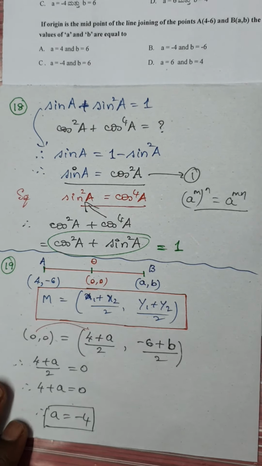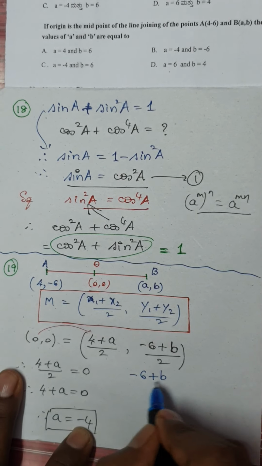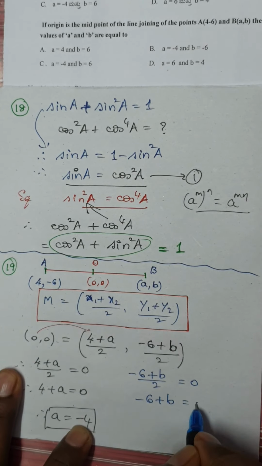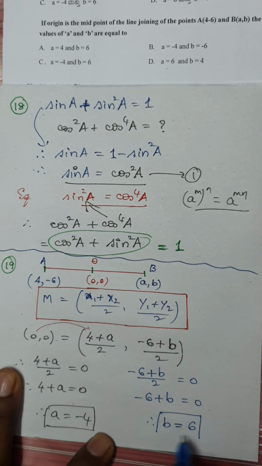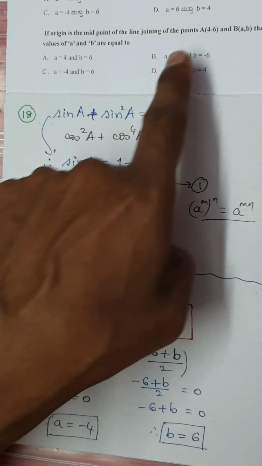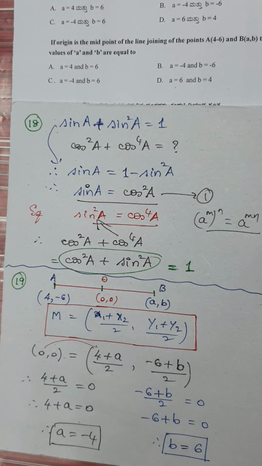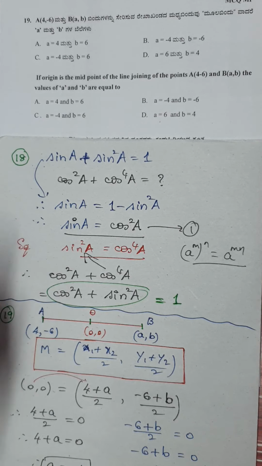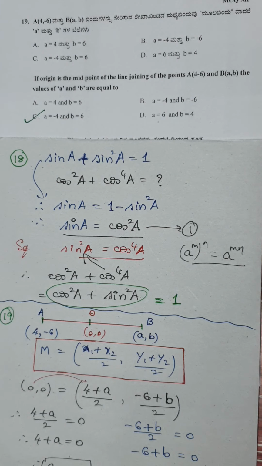Okay. Similarly, get the value of b, equating the y coefficient, that is y terms, that is (minus 6 plus b) divided by 2 is equal to 0. Cross multiply, you will get minus 6 plus b is equal to 0. Therefore, b is equal to, if you take it to right hand side, minus 6 becomes plus 6. Okay, so check for the values. a is equal to minus 4. You can find it in C and B. But along with that, b value also you should check, which is 6. So a is minus 4, b is plus 6. You can find it in option C, isn't it? So question number 19, option C is the right answer.